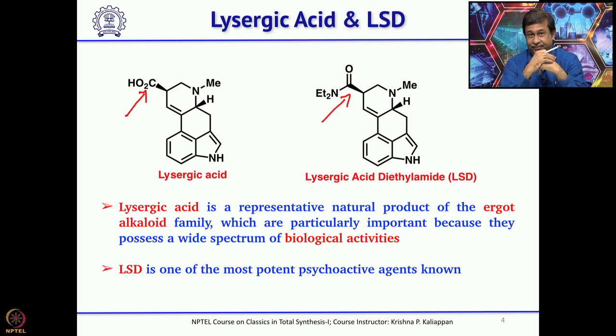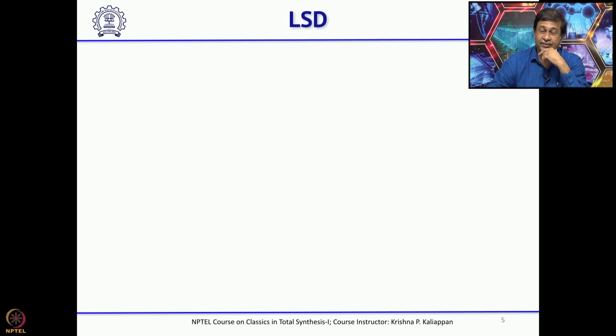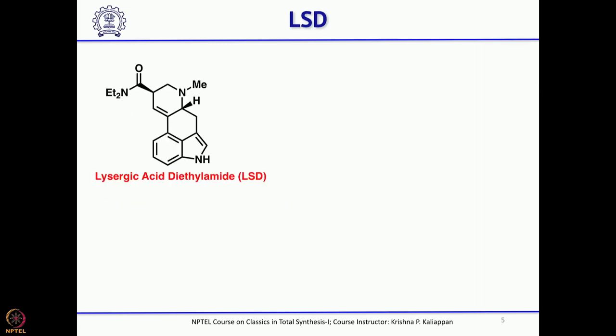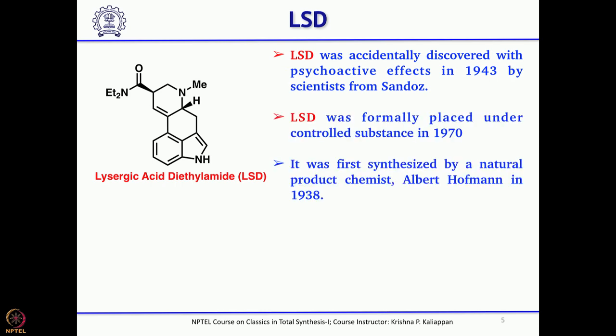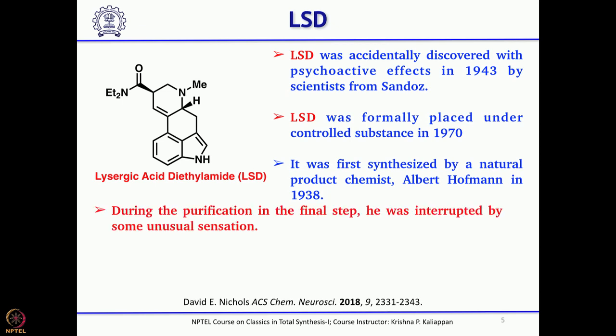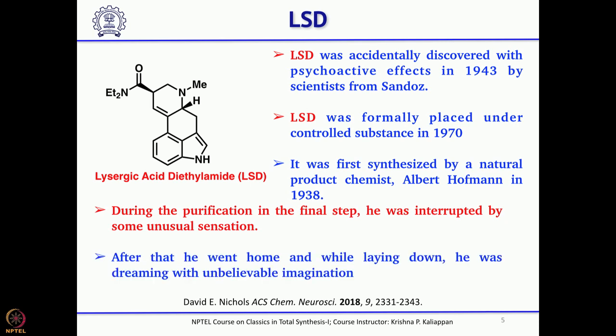If you look at the history of LSD, that is lysergic acid diethylamide, it was accidentally discovered in 1938, when a scientist called Hoffman was synthesizing this molecule, a derivative of lysergic acid. During the purification and crystallization, he felt something unusual. He had different sensations, so he immediately wanted to go home. So, he went home and was just lying down on the sofa.